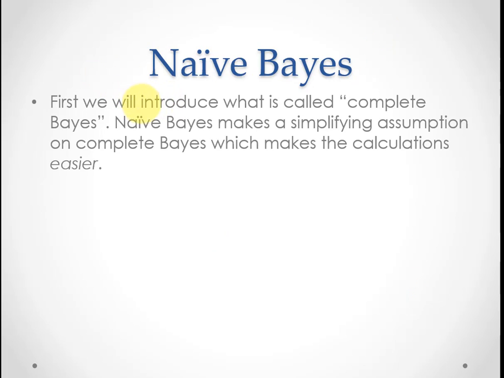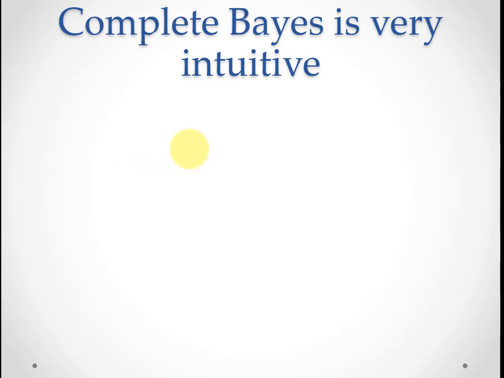Okay, next we're going to introduce something called complete Bayes before we go to naive Bayes. The difference between naive Bayes and complete Bayes is that naive Bayes makes a simplifying assumption, and that makes the calculations easier. But first we're going to consider the complete Bayes. Complete Bayes is very intuitive.